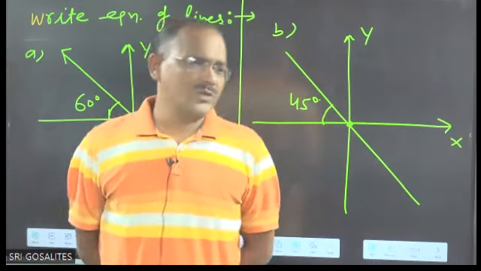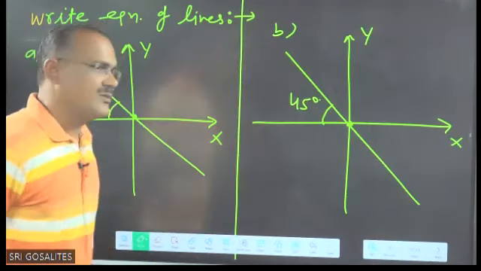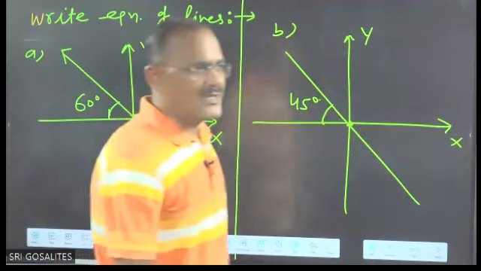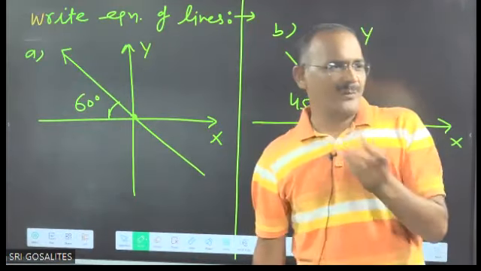Good. Both the lines are passing from the origin, so the form will be y equals mx. The only issue left is what is the m for each case. This you have to write.